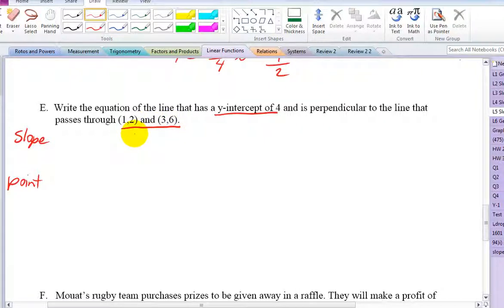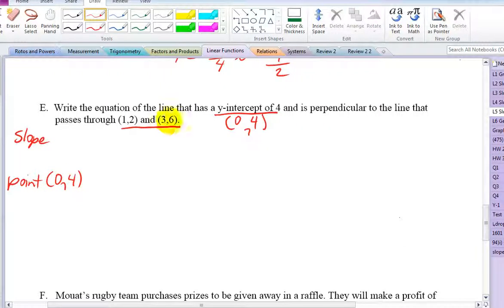Do you guys see the point? Y-intercept of 4, what's that point? Is it 4, 0, or 0, 4? You need to know this. Slater, what do you think? 0, 4 is correct. Okay.